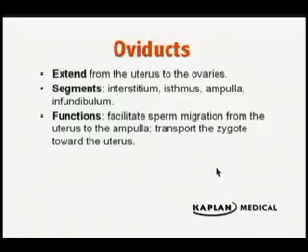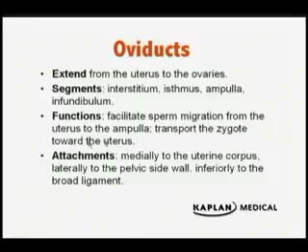The functions of the oviduct are twofold, and they are to facilitate, in one direction, sperm migration from the uterus to the ampulla of the tube, which is where fertilization takes place, and then, when the zygote has been fertilized, it transports it from the tube toward the uterine cavity. And both of these are very important in order for reproduction to occur. The oviducts are attached medially to the uterine corpus, laterally to the pelvic sidewall, and inferiorly to the broad ligament. I'll show you a picture in just a moment.